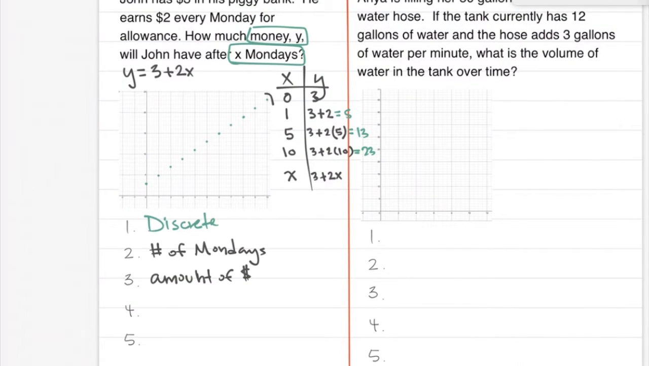Now let's talk about domain and range. Here's the deal. There's no end to this necessarily. So we could put an arrow on the end of that to show that it keeps going forever.